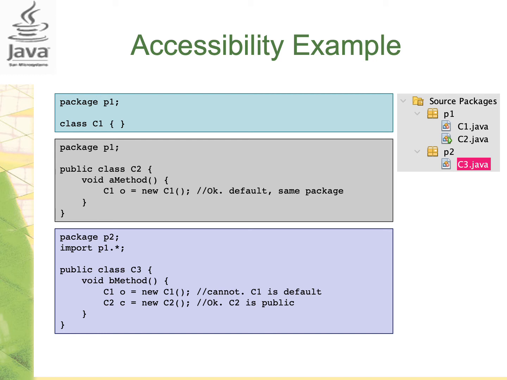To recap about access modifiers, the private modifier restricts access to within a class. The default modifier restricts access to within a package, and the public modifier enables unrestricted access.